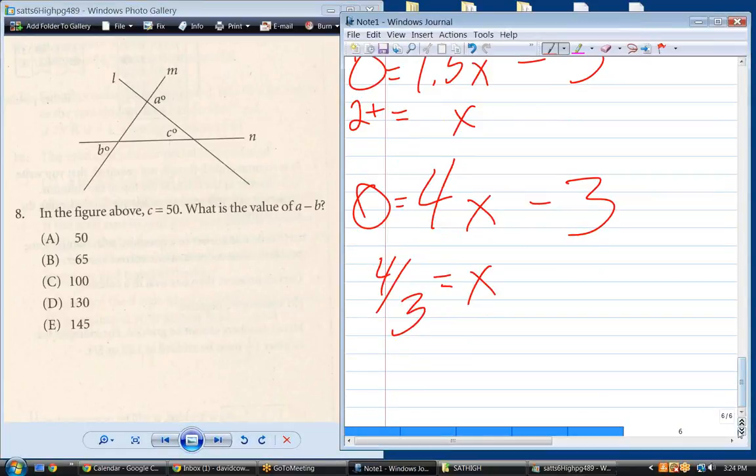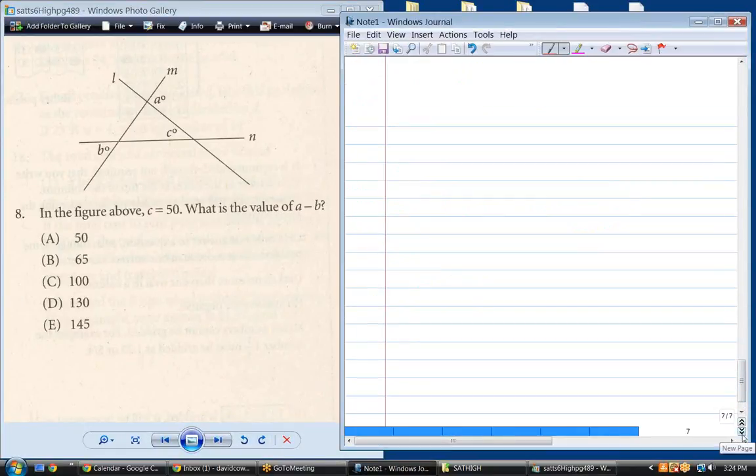Geometry. So C is equal to 50. What is the value of A minus B?